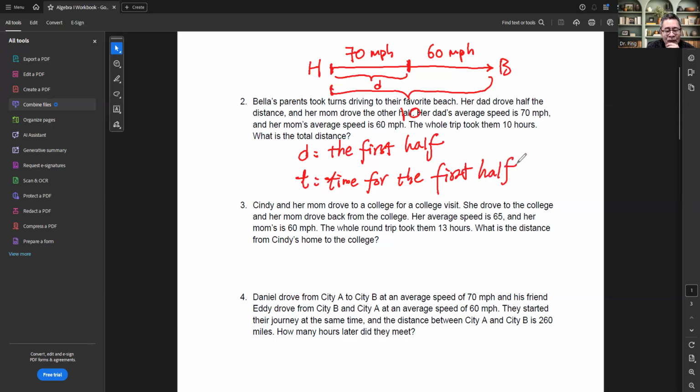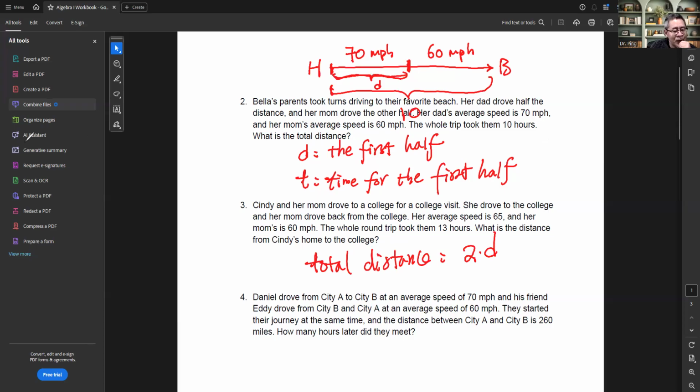Okay, and what we are trying to do is to find the total distance. So the total distance will be twice the D, right? Each one drove half. That's our D from here to here.